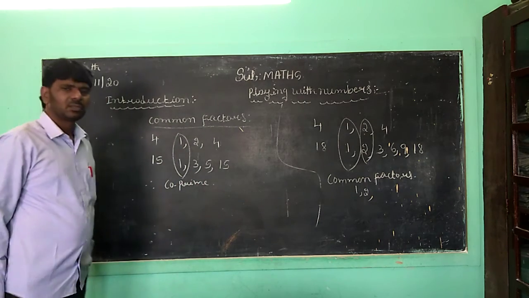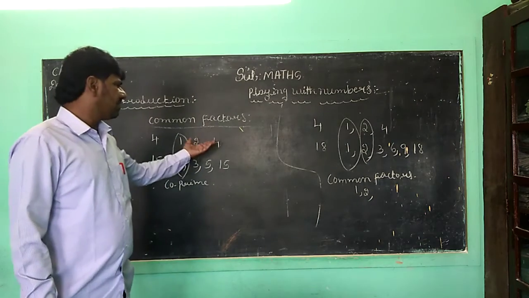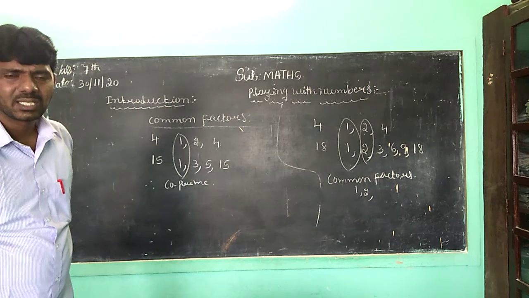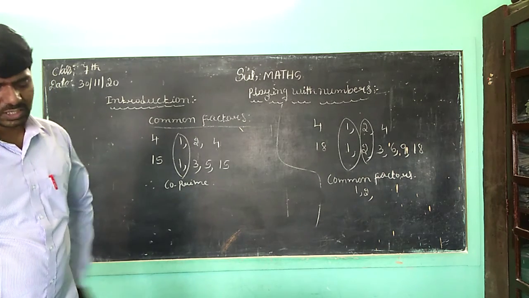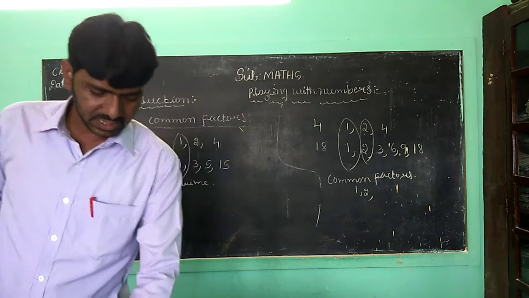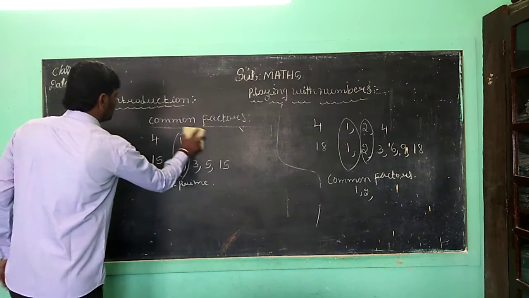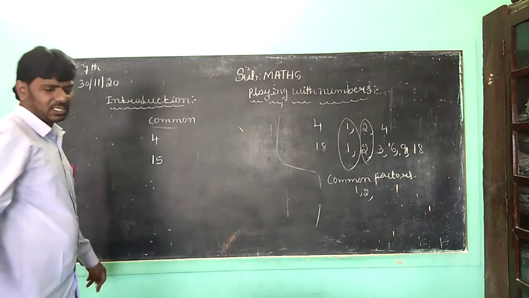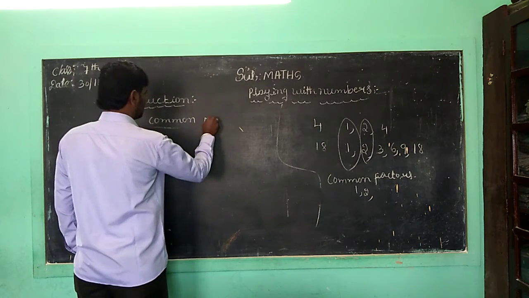Except 1, if no number is common, that is also a co-prime pair, children. Correct, children? Any doubt here? No. Common factors are over. Children, next we want to discuss common multiples.